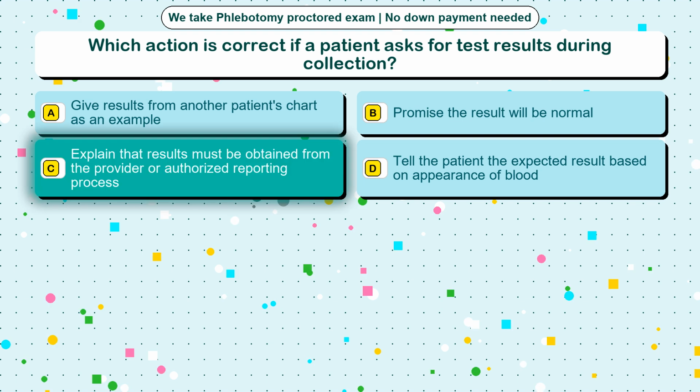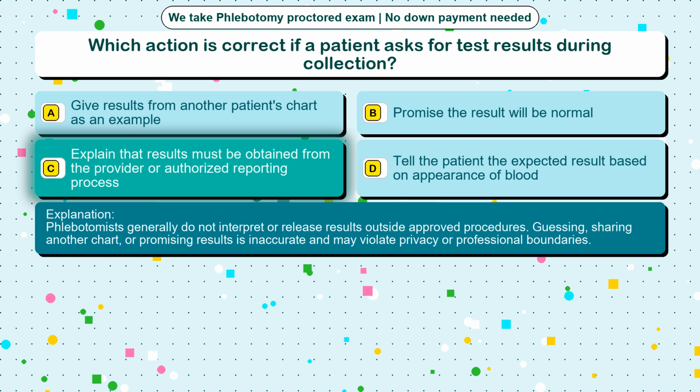The correct answer is option C. Explain that results must be obtained from the provider or authorized reporting process. Phlebotomists generally do not interpret or release results outside approved procedures. Guessing, sharing another chart, or promising results is inaccurate and may violate privacy or professional boundaries.